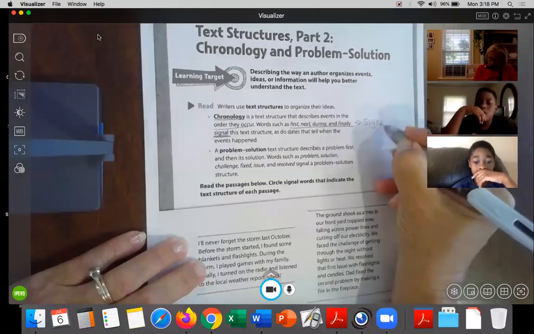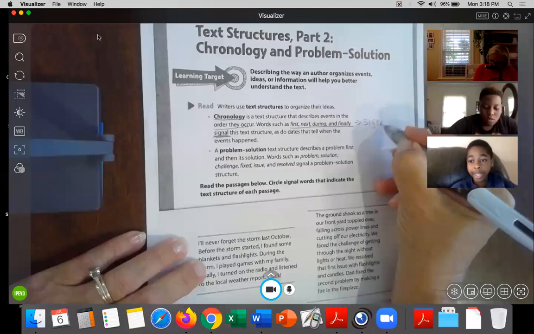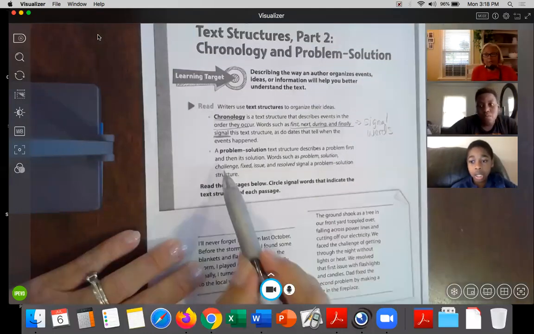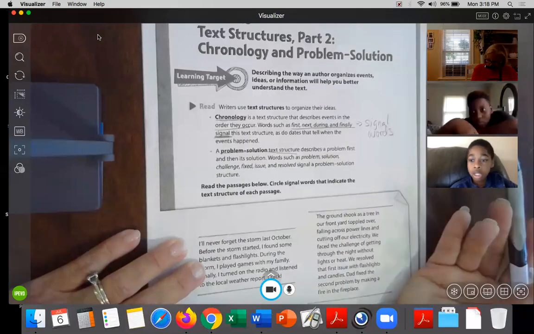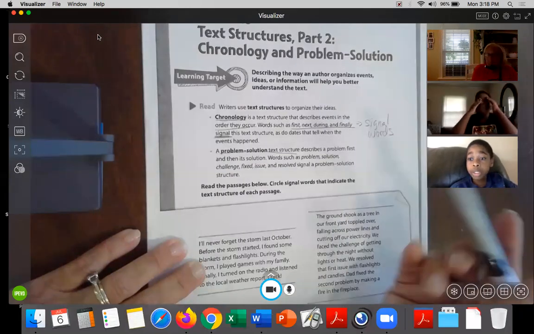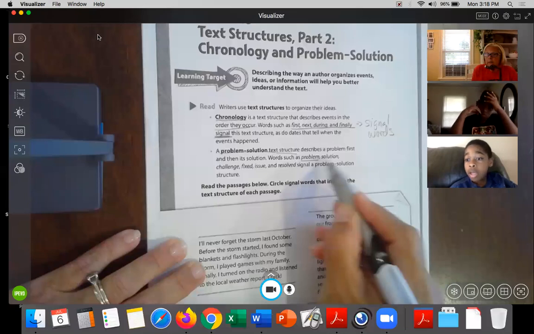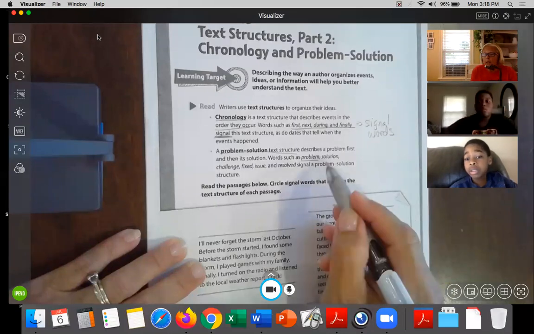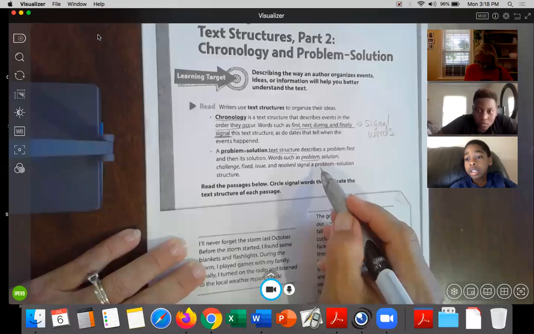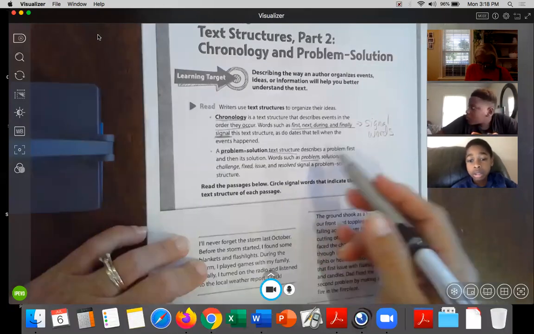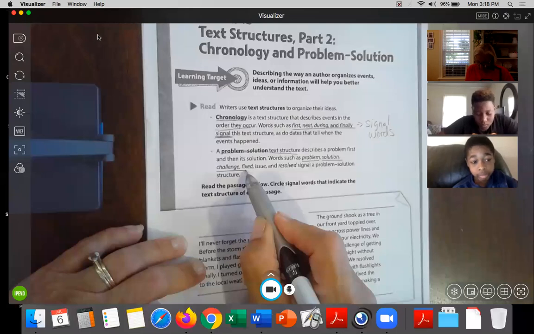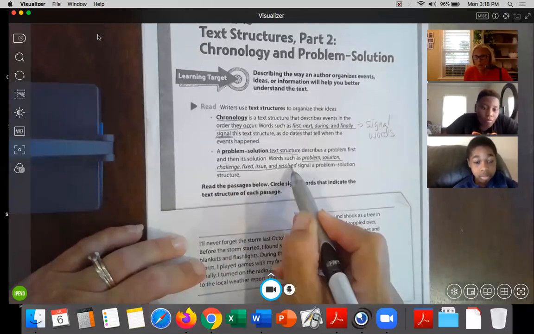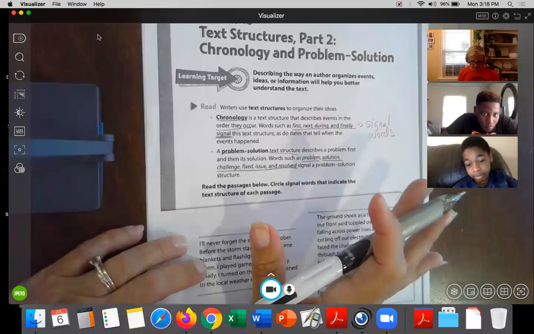And then a problem-solution text structure describes a problem first, and then it gives you the solution. So you have signal words such as problem, solution, challenge, fixed, issue, and resolve. Those are signal words for problem and solution.